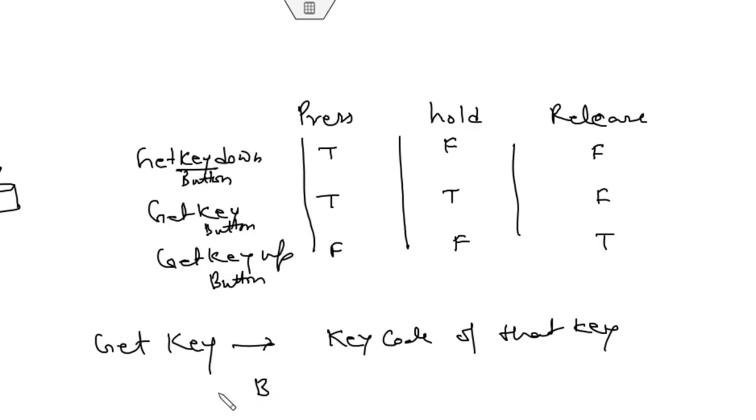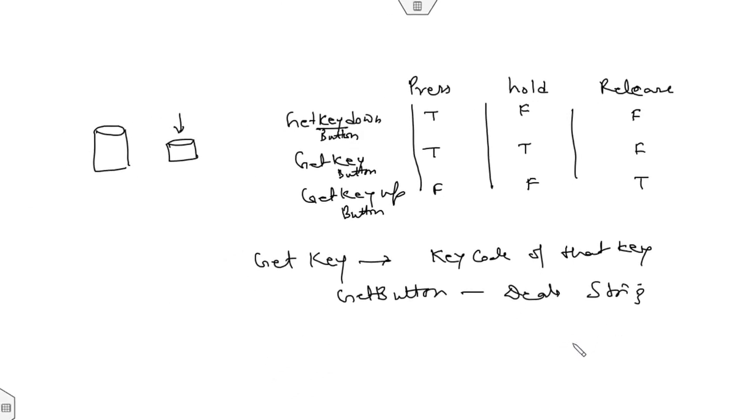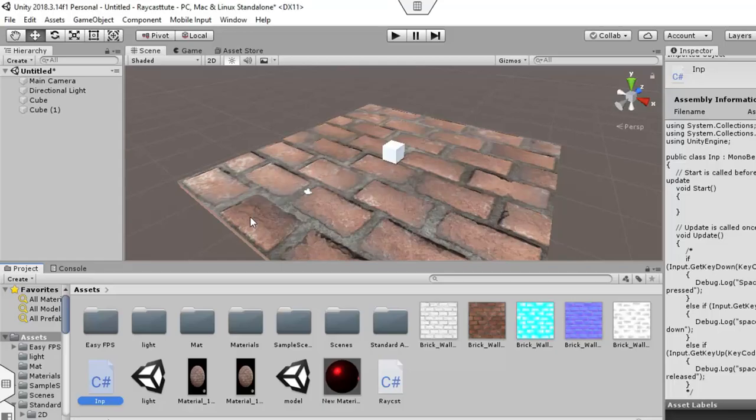And whenever we deal with the GetButton family, it deals with the string associated with that key. So there are various predefined strings, like whenever we use the space button, the jump keyword is associated with this space button. So whenever we write jump, it deals with the space button. Okay, so now practically we will see what these functions are and how they work.